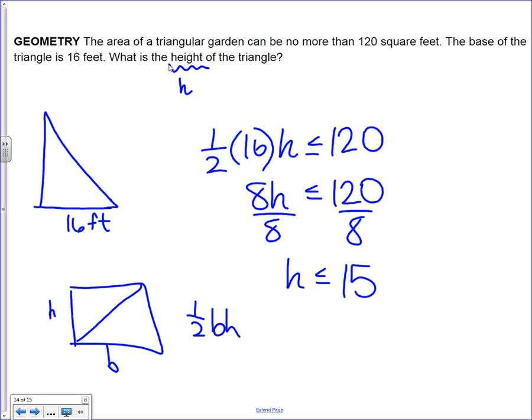Okay, so write me a sentence here. What do I know about the height of my triangle? The height of the triangle can be no longer than 15. Could be up to 15. Can be no more than 15. Could be less than or equal to 15. Any of those will work. Questions? Everybody's good?